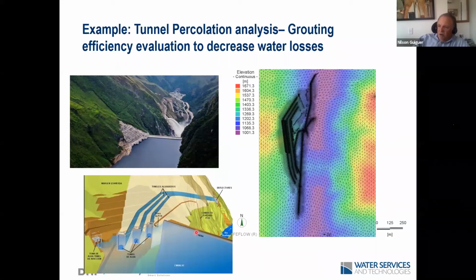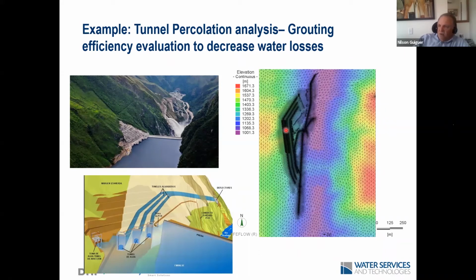But also below that, there is a deviation tunnel that was used during the construction. It's closed now, but there is a road tunnel as well. And the problem there was that they were losing too much water from this zone to the lower zone. Basically, it was going to the part of the deviation tunnel that was not plugged.